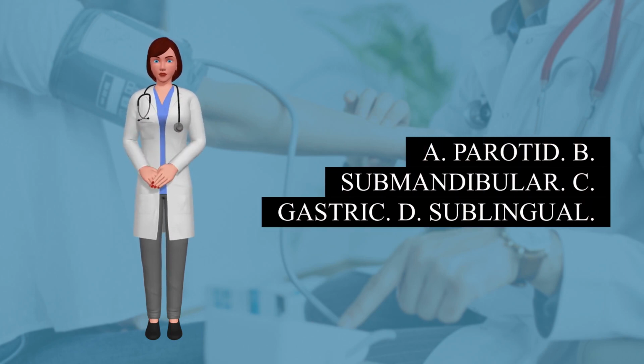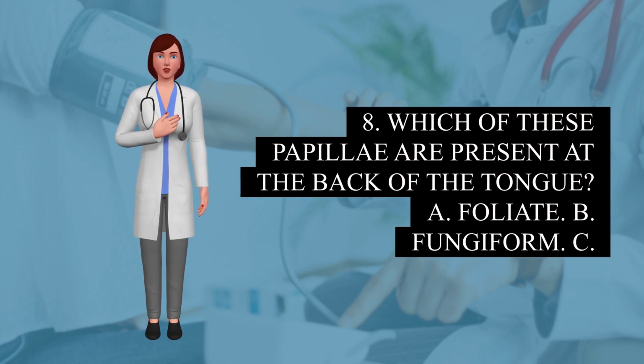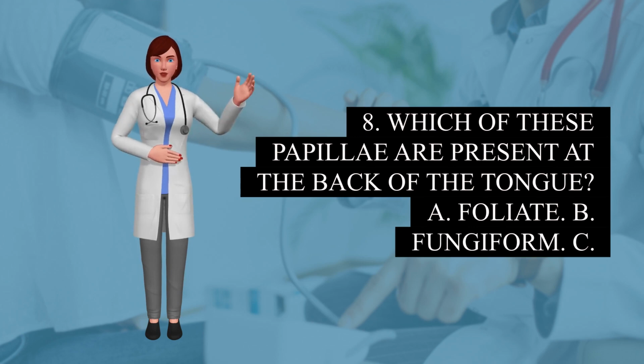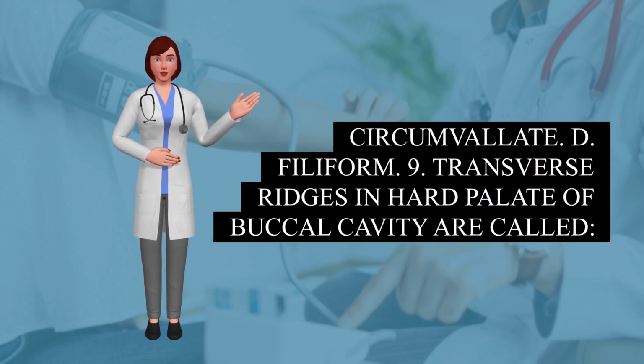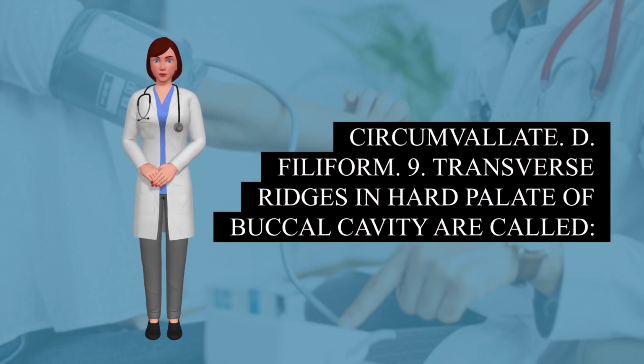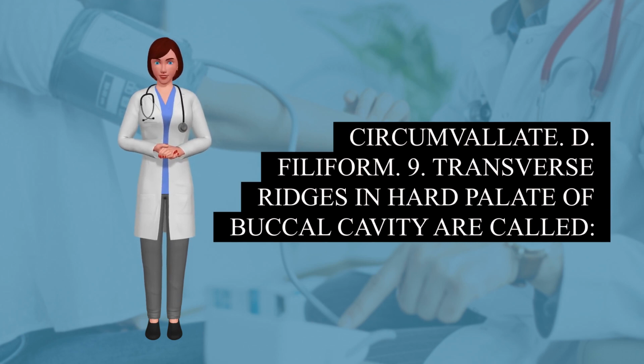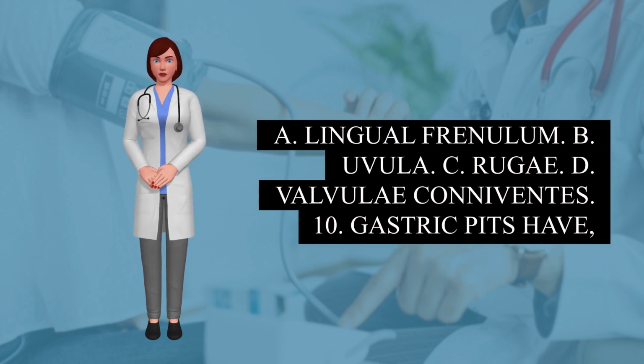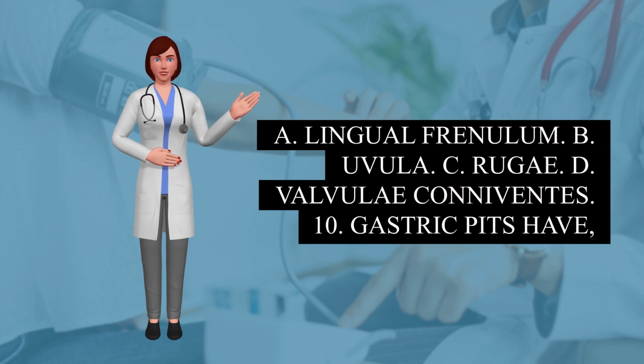D. Sublingual. 8. Which of these papillae are present at the back of the tongue? A. Foliate. B. Fungiform. C. Circumvallate. D. Filiform. 9. Transverse ridges on the hard palate of the buccal cavity are called A. Lingual frenulum. B. Uvula. C. Rugae. D. Valvulae conniventes. 10.